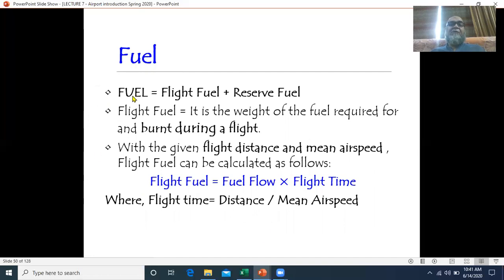So fuel, we can say, is a flight fuel and a reserve fuel. Flight fuel is the weight required for and burned during a flight. With the given flight distance and mean speed, flight fuel can be calculated by fuel flow times flight time. And flight time is the distance divided by mean speed.